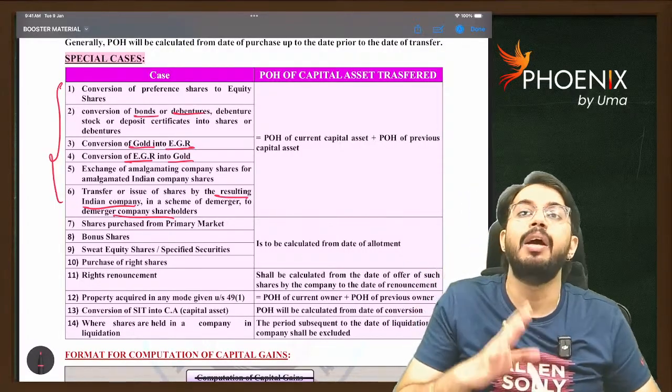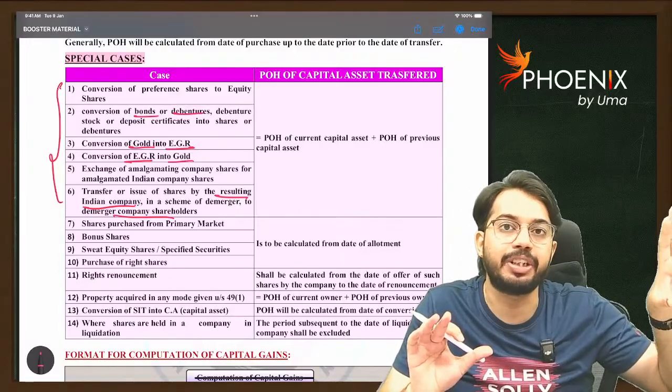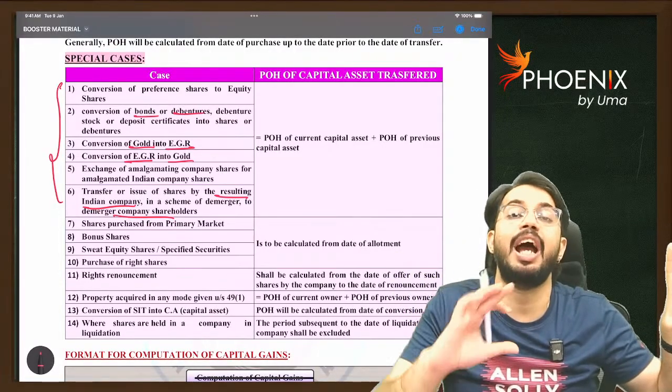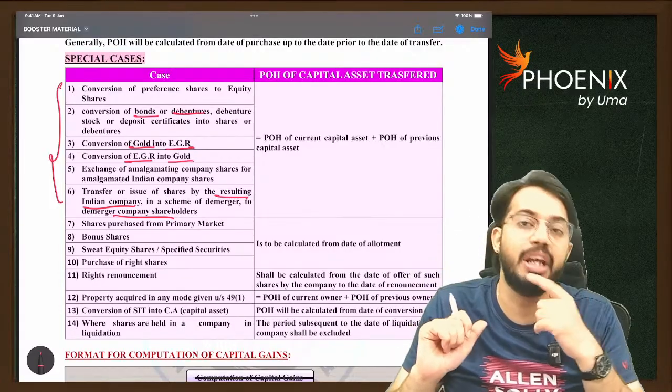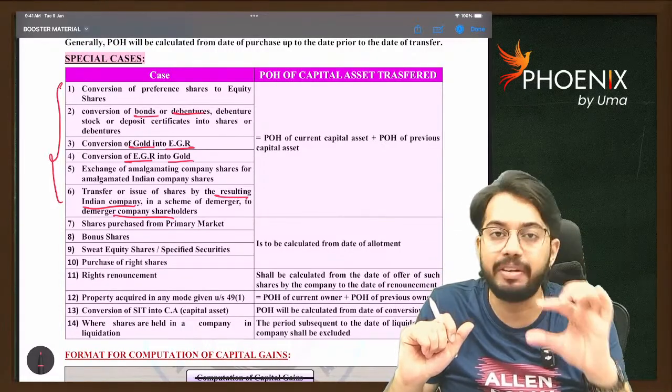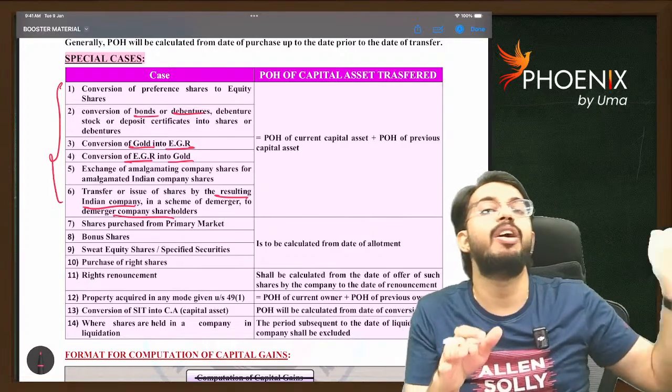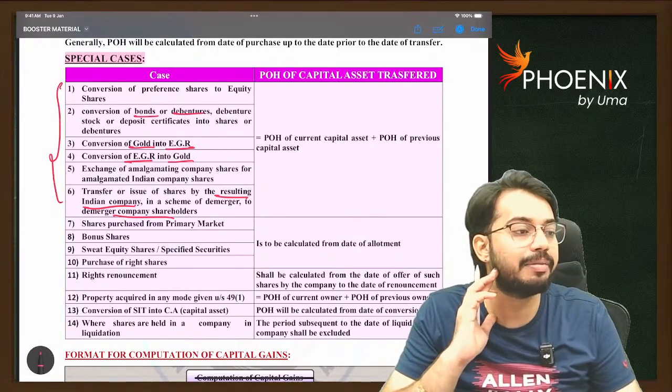Let's say, initially I purchased preference shares. Later on, at the time of redemption, I did not take cash. I converted my preference shares into equity shares. Now, period of holding of equity shares is equal to period of holding of equity shares plus period of holding of preference shares. Are you able to understand?